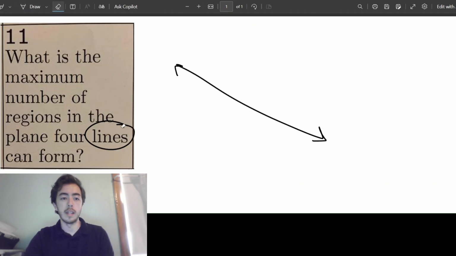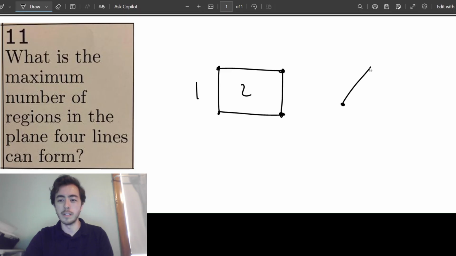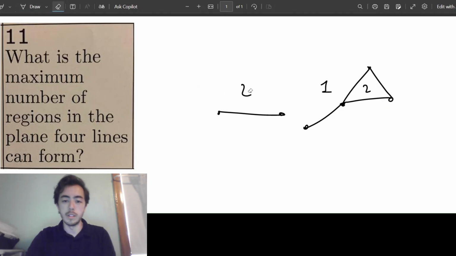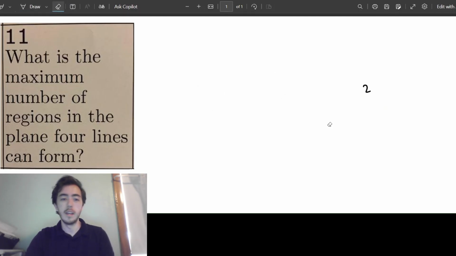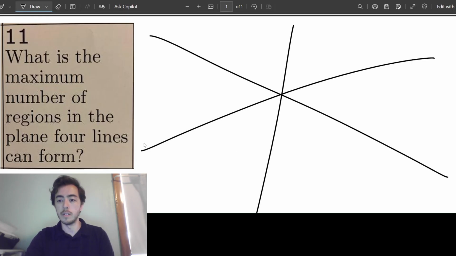It would have to say line segment if we were doing something that looked like this. Because if I had 4 line segments, I think the only thing I can do is just 2 regions. Maybe I could try drawing a triangle and then my 4th line segment would be here, but I still really only have 2 regions. So it is important to know that when it says lines, they do mean things that extend infinitely in all directions.